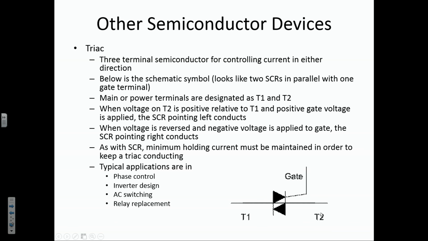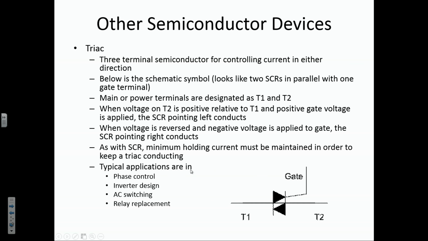When the voltage on T2 is positive relative to T1, and you have a positive gate voltage, then the SCR pointing to the left conducts. So you've actually got like 2 pipes, and you're regulating which one of these conducts. When the voltage is reversed and negative voltage is applied to the gate, and you've got higher voltage on T1 than T2, then this SCR conducts, so the other pipe has current flowing, in this case to the right. As with the silicon controlled rectifier, minimum holding current must be maintained in order to keep a triac conducting. So you have to have some level of current applied.